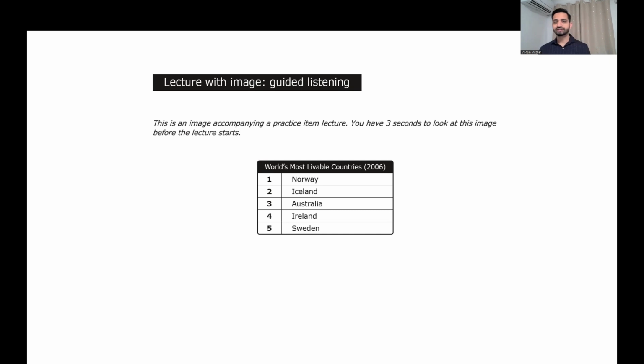So in your 3 seconds, you look at this image, and the first thing you want to read at the top is the topic, right? The world's most livable cities or countries, in this case, countries in 2006 were Norway, Iceland, Australia, Ireland, and Sweden. Okay, you got that information. After 3 seconds, you want to start listening very carefully.